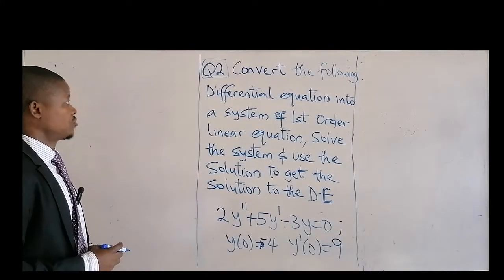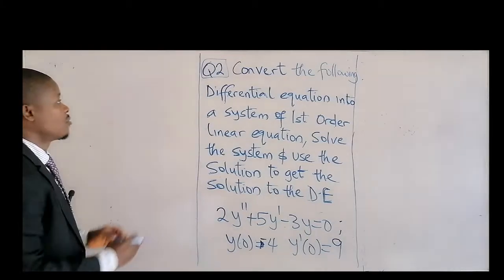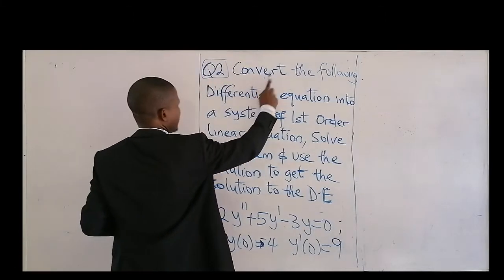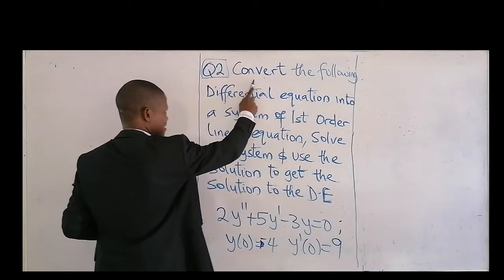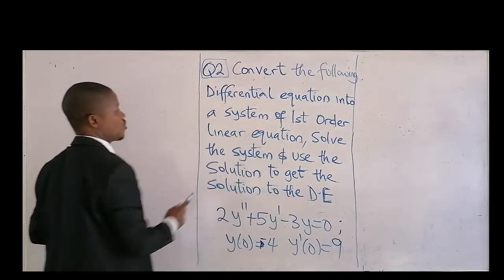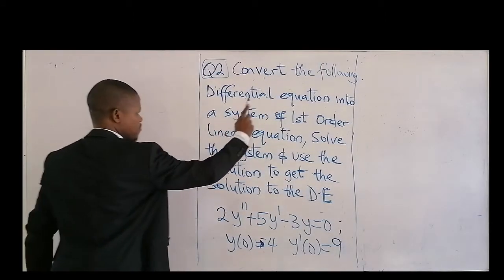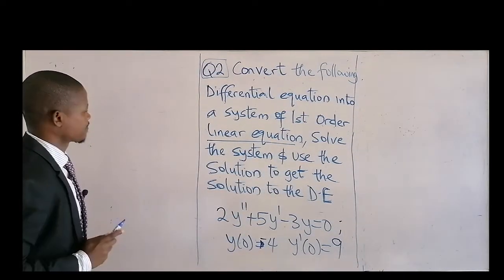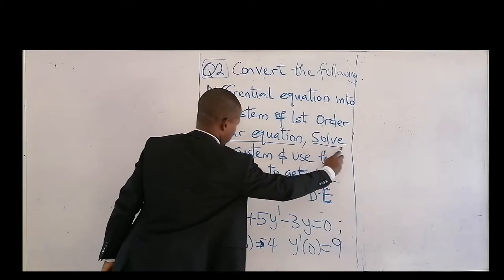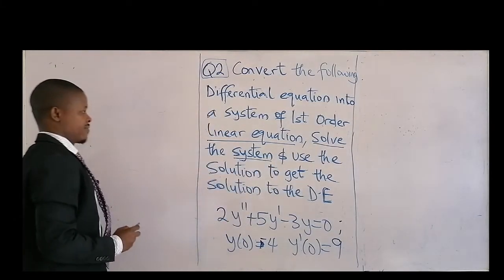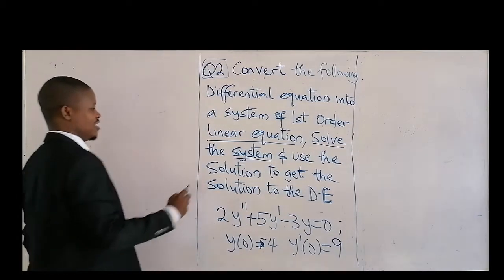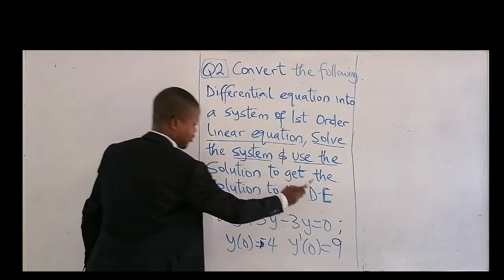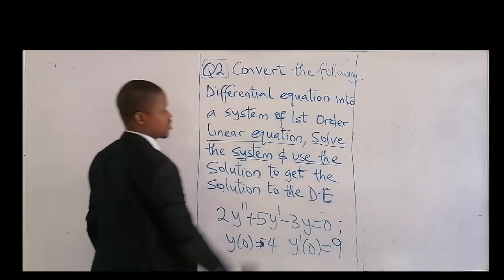We are looking at question 2. We are still on the system of differential equations. Question 2 says convert the following differential equation into a system of first order linear equations. That's the first thing. Then the second thing to do, solve the system. The third thing to do in this question, use the solution to get the solution to the differential equation.